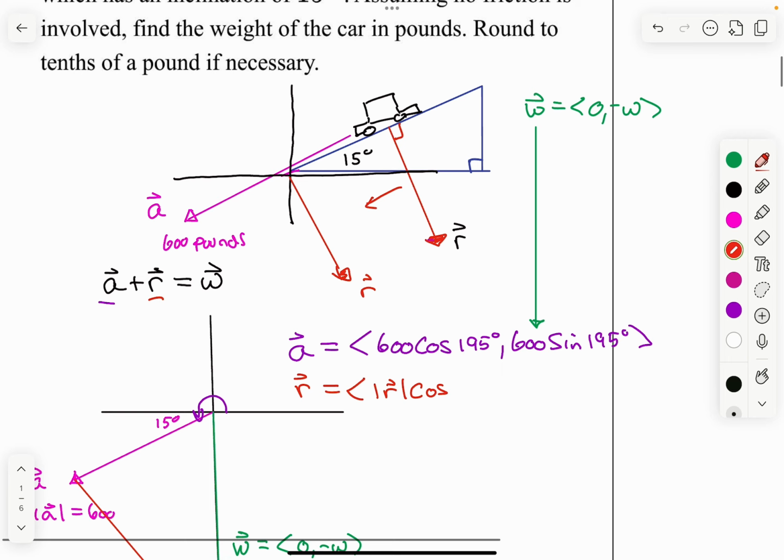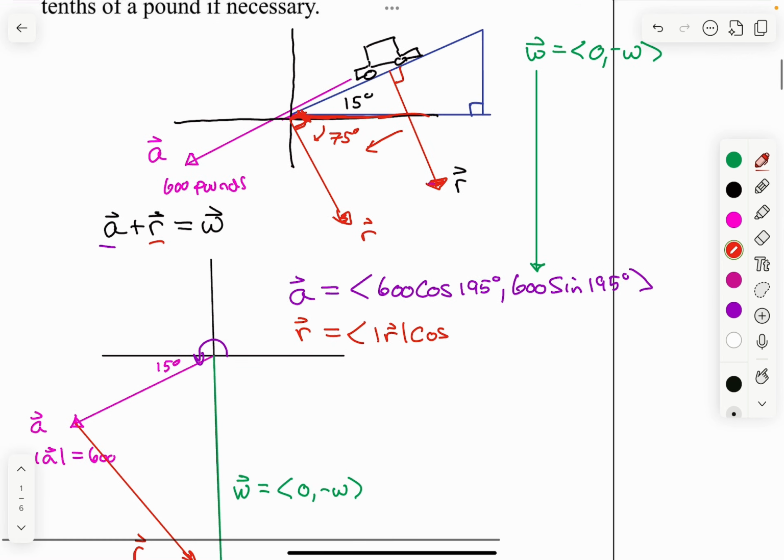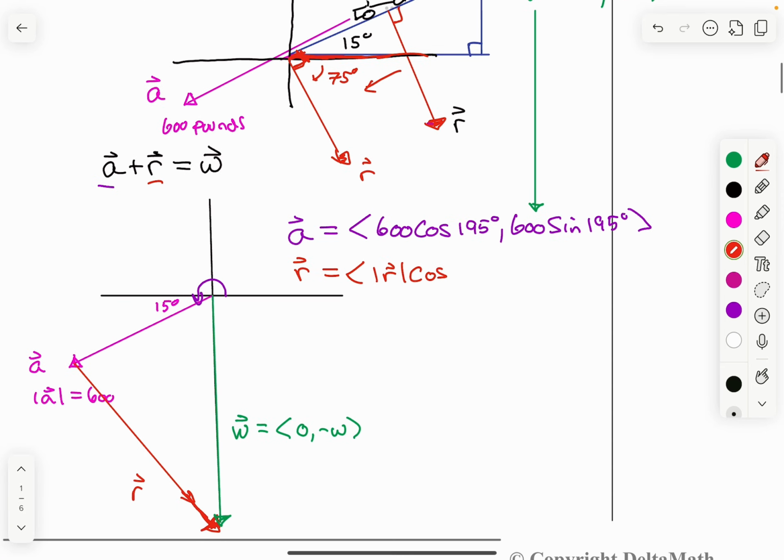The reason is, go back up here. Remember, it's making a 90-degree angle with the ramp. So if it makes a 90-degree angle here, and this angle is 15 degrees, this angle here must be 75 degrees, or negative 75 degrees, for it to add to create a 90-degree angle. So we can say negative 75 degrees.